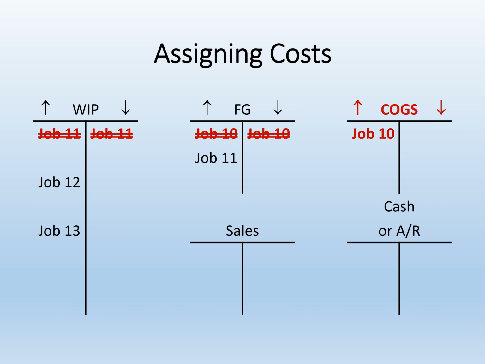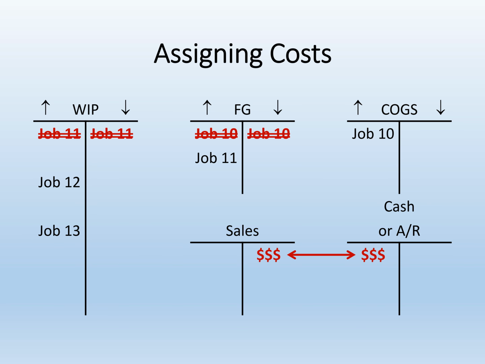Cost of goods sold is not an asset, it's an expense. It's a negative component of the firm's stockholders' equities. But like assets, it increases on the debit side when we sell stuff, and it only decreases on the credit side at the end of the period when we close it out.